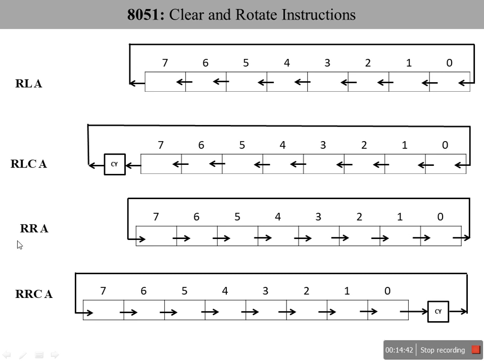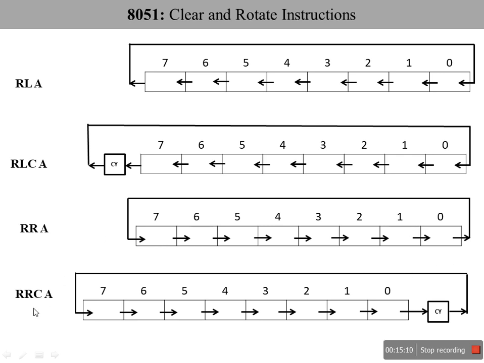Similar to these two, we have a rotate right side. Here the content of accumulator will be rotated 1 bit towards the right side. Right? Here MSB will be copied into this location, and again the content of this location will be copied into the next location, whereas LSB bit now will be copied into the MSB bit. So it is shifting towards right side.